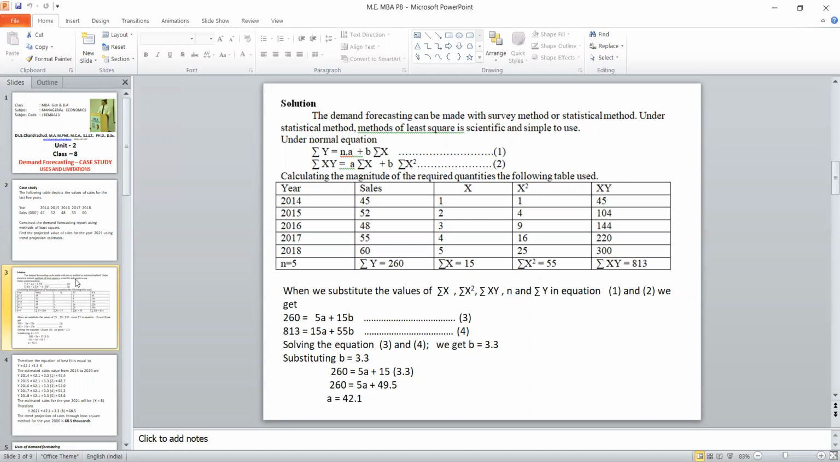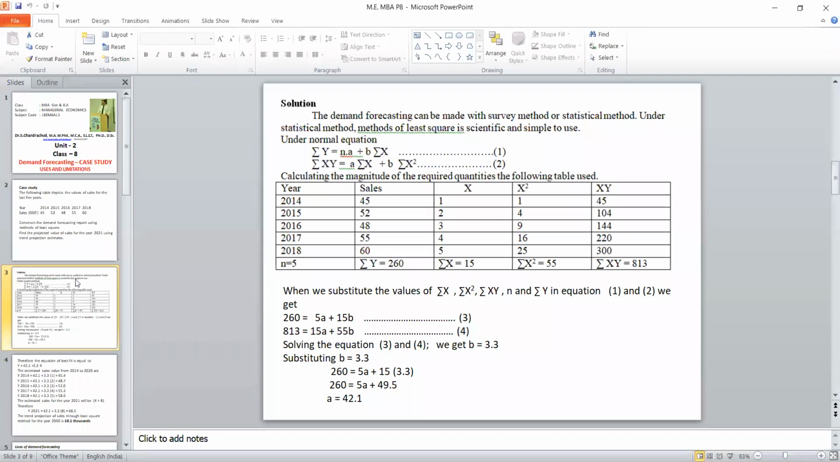What is the first equation? Summation of y equals n times a plus b times summation x, which is nothing but y equals a plus b x, where instead of that we use n, the number of years. These two equations you should mug up. Those who know basic maths will find it very easy, but for those who have not studied mathematics, the only job is to mug up these two equations. The second one: summation xy equals a times summation x plus b times summation x square.